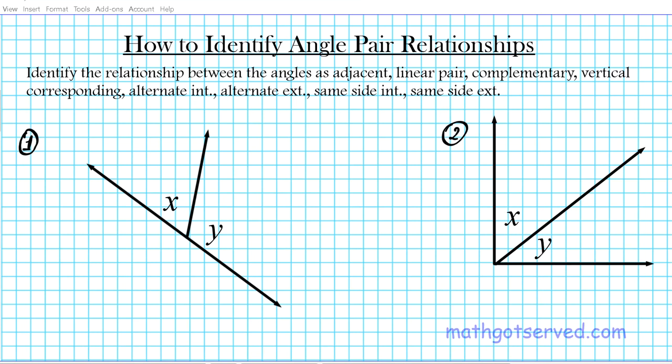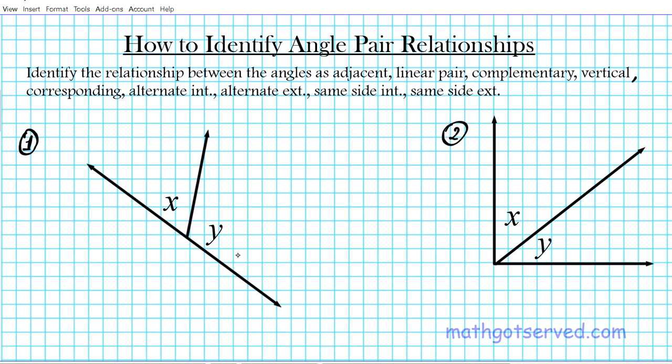Okay, the instructions are for us to identify the relationship between the angles that were given as adjacent, linear pair, complementary, vertical, corresponding, alternate interior, alternate exterior, same side interior, or same side exterior angles. All right, so let's take a look at question number 1.